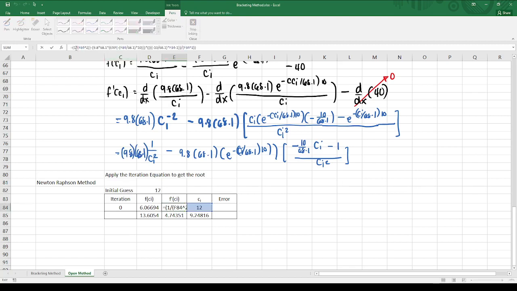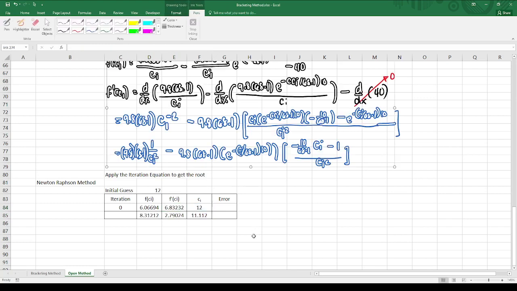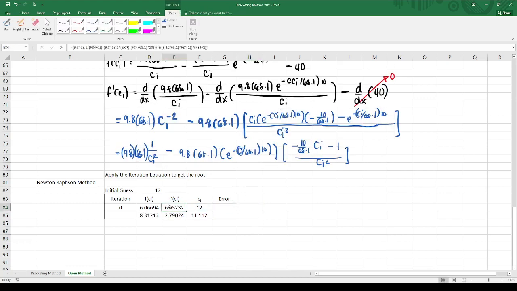So this should be 9.8 times 68.1. Is this it? And it should be negative also, no? Yeah. It should be negative. Yeah, so let's just drag this one.